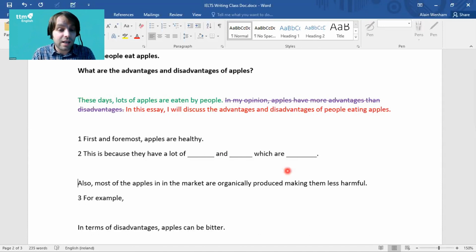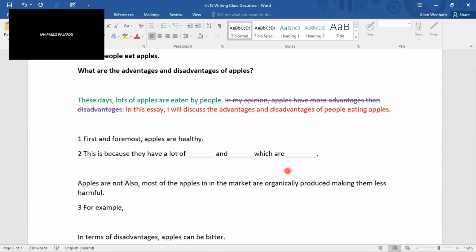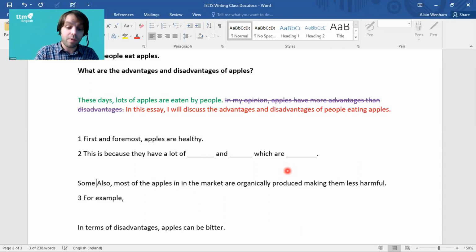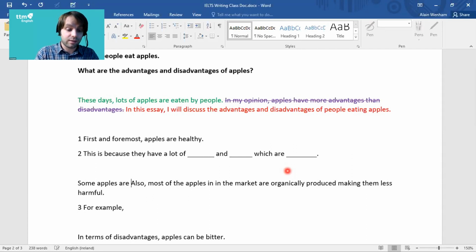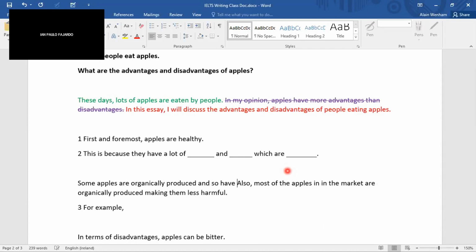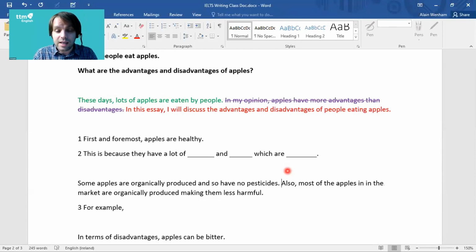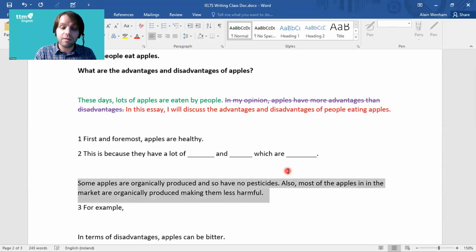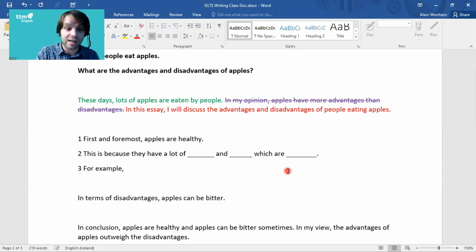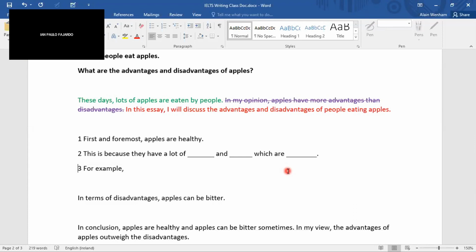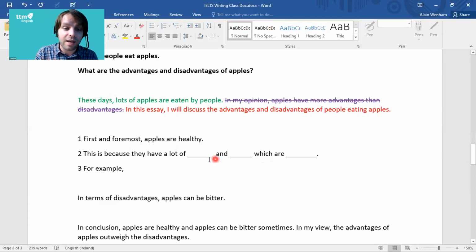Ian, you've got another idea here. You've snuck it in. The idea is something like some apples are organically produced, and so have no pesticides, right? That's a new idea. And it's this kind of thing that leads to a lack of focus in your essay, which will give you your 6 in task achievement and not your 8 or your 7, right? So let's not be saying anything else other than a sentence supporting this, all right?